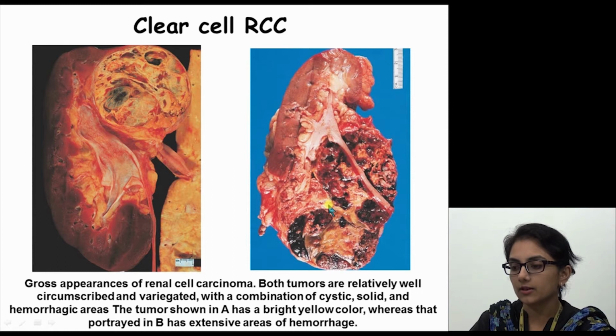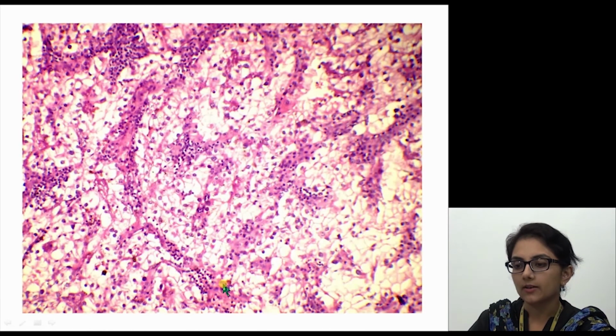We have the yellowish areas, we have the more hemorrhagic areas, and some more solid areas, along with evidence of cystic change. Why are clear cell RCCs yellow? This is because of the clear cytoplasm of the tumor cells, which is lipid rich. So that's what fat looks like on gross, it looks yellow.